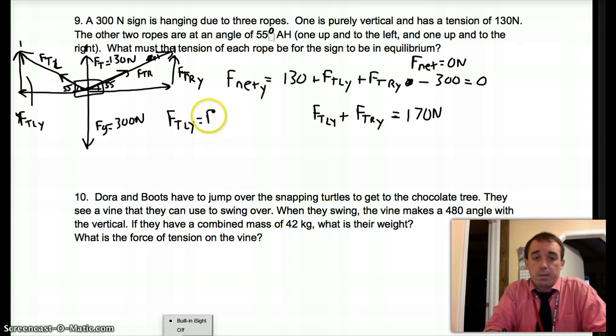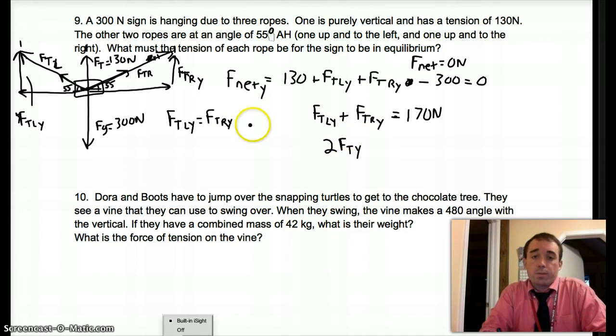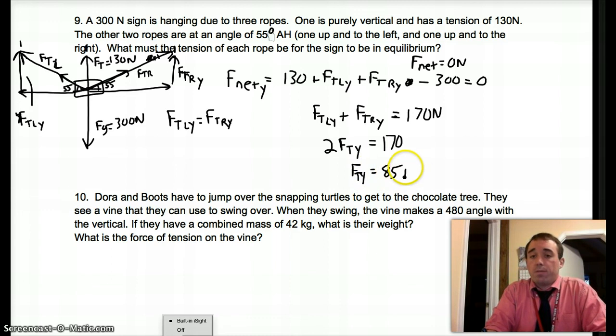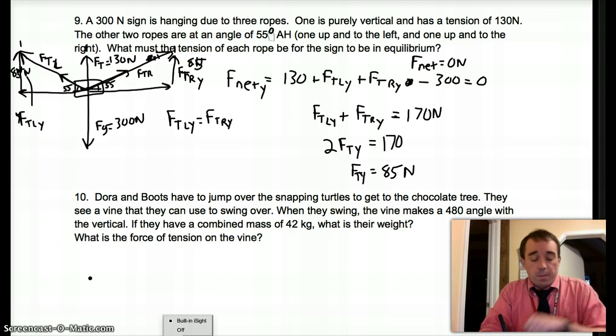Ft Ly equals Ft Ry. So that just means that I have 2 Fty forces, L and R, equals 170. So each of those forces, this one and this one, have to have a total value of Fty equals half of that, so 85 newtons. So there's an 85 Newton force here, and an 85 Newton force there. 85.